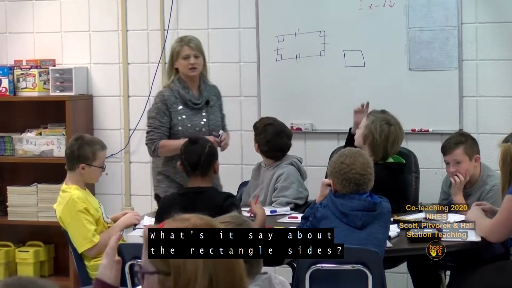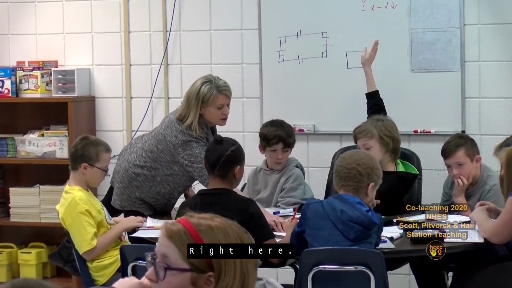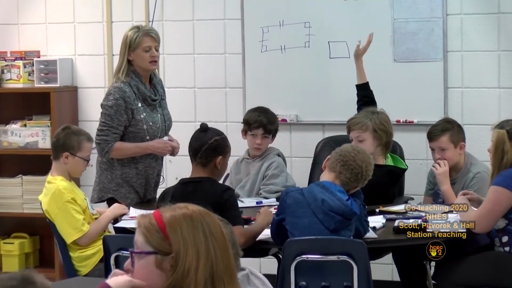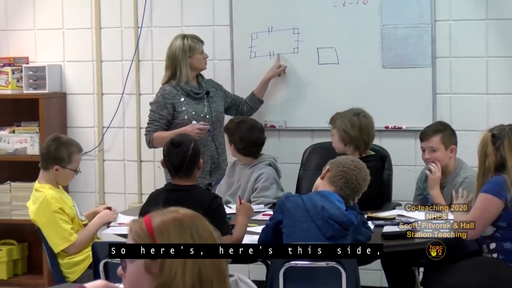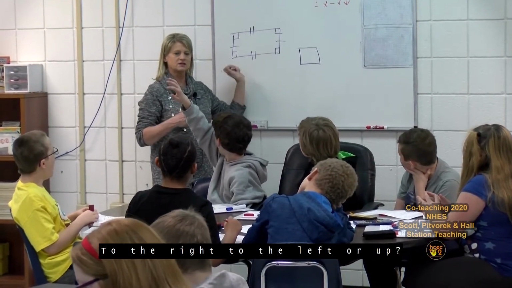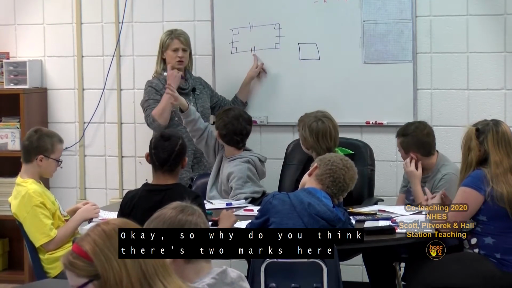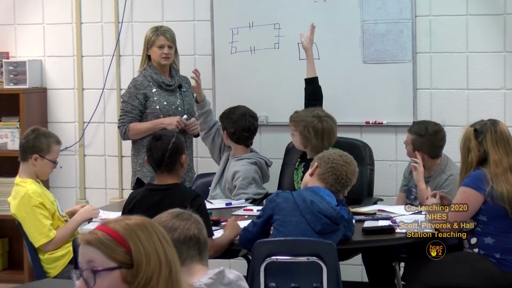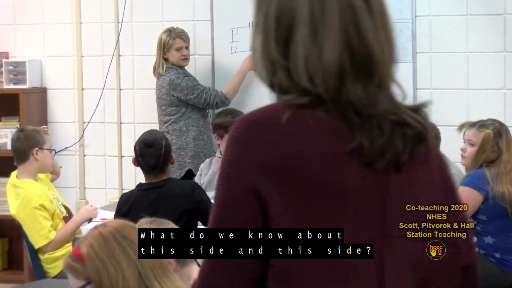What does it say about the rectangle sides? Opposite. So the opposite sides are equal length. Here's this side. Which one's the opposite side? To the right, to the left, or up? Up. Okay, so why do you think there are 2 marks here and 2 marks here, but only 1 here and 1 here? What do we know about this side and this side?